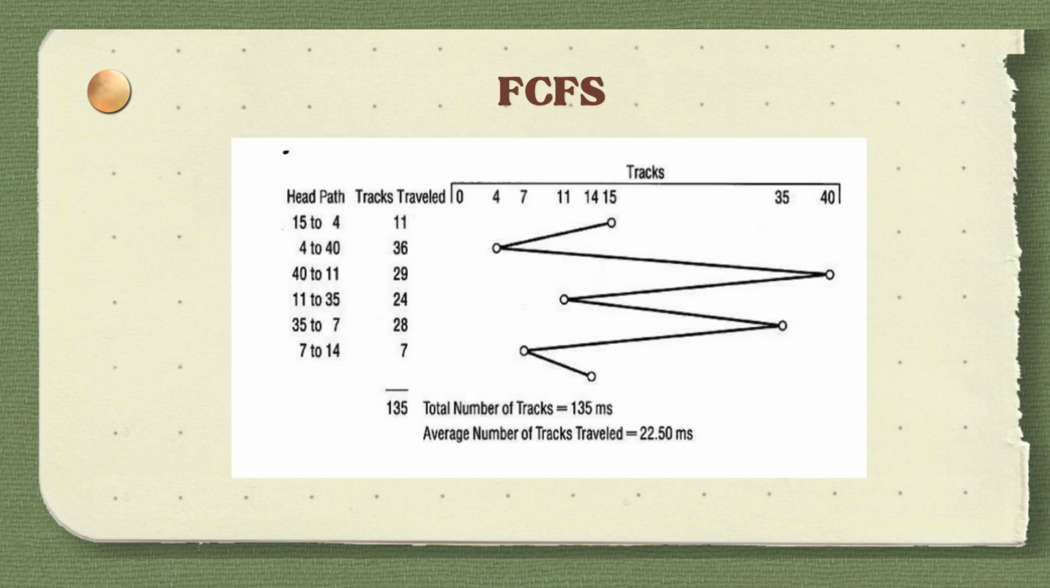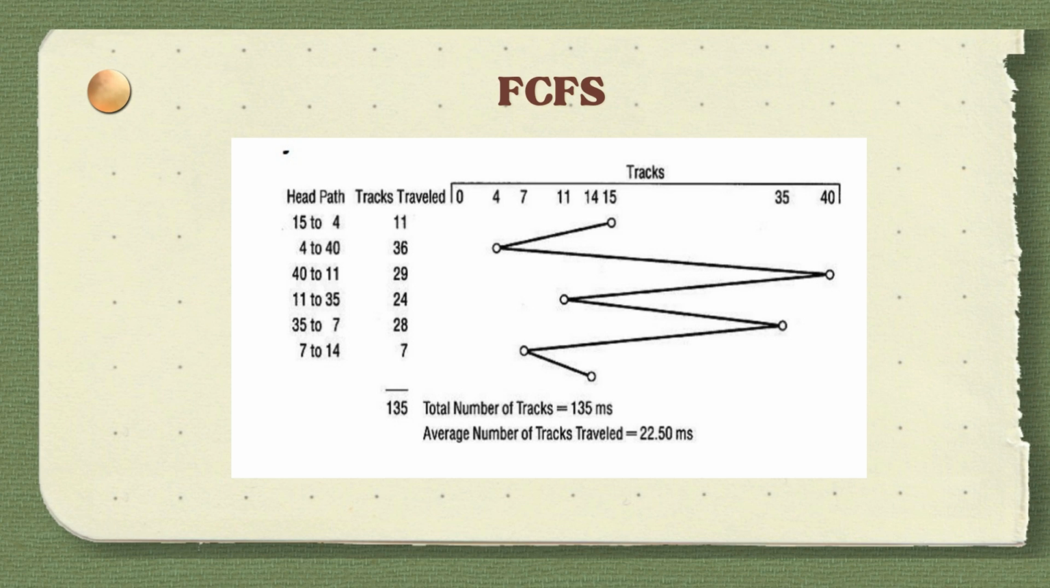The following list of requests has arrived: track 4, 14, 11, 35, 5, 7, and 14. Let's also assume that once a requested track has been reached, the entire track is read into main memory. So this is what the path of the read or write head looks like in a graph: 15 to 4, 4 to 14, 14 to 11, 11 to 35, 35 to 5, 5 to 7 and so on.